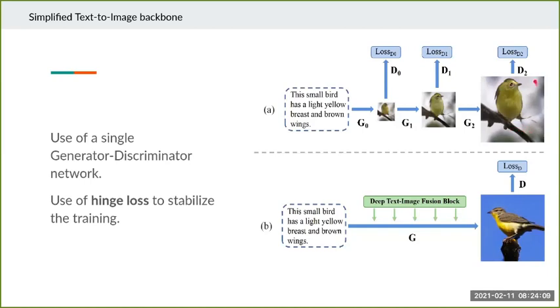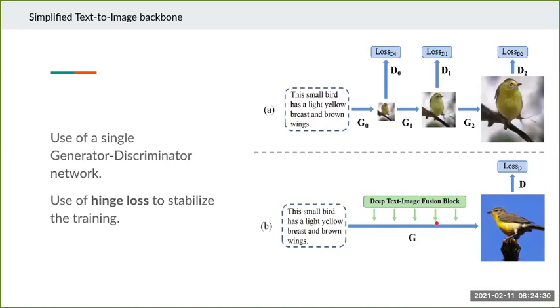As you can see, the background is very blurred in this image. For the textual description, the small bird has a light yellow breast and brown wings. So only that portion has been focused on and everything else is moved out of focus. That's something that they have noticed qualitatively.